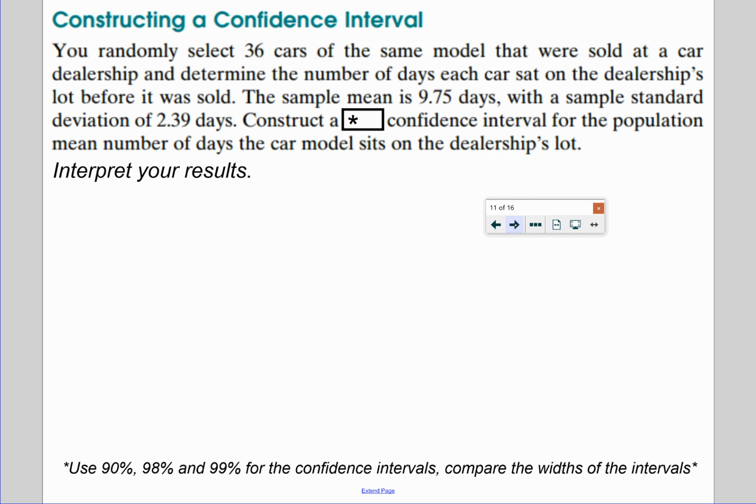So I'm going to assign different confidence intervals to different groups. Hannah, do you want to work with these guys here? Okay. So I'm going to have this group do the 90% confidence interval. I'm going to have this group do the 98% confidence interval, and you guys are going to do the 99% confidence interval for the data.